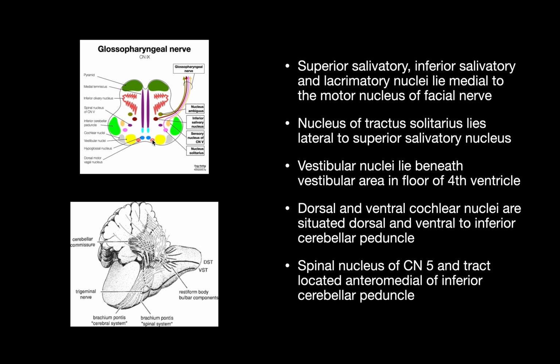Here are the motor nuclei of the basal nerve. The vestibular nuclei is right here. The hypoglossal nucleus is right here. Here's the inferior cerebellar peduncle. In this picture the inferior cerebellar peduncle is just resected. And here are the cranial nerves going through. Right here would be the cerebellar commissure, so it would be this part. It divides the two hemispheres of the cerebellum.